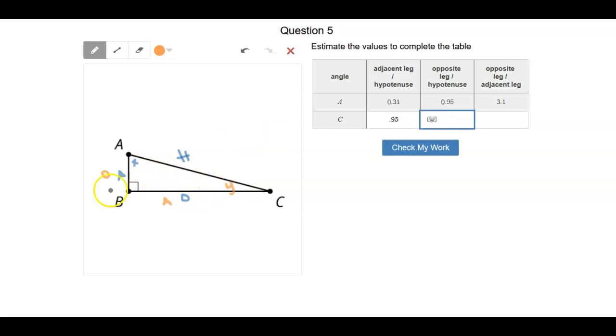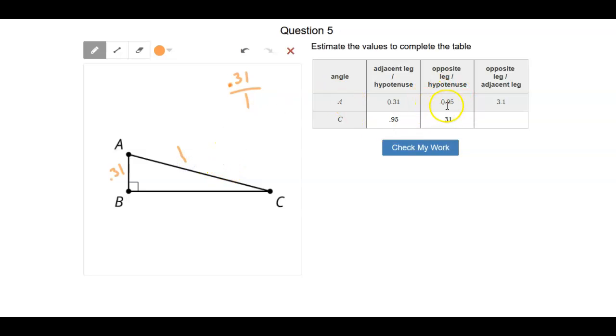And if we're looking for the opposite over the hypotenuse here for angle Y, that would be the same as the adjacent divided by the hypotenuse for A, which would be 0.31. So if you're stuck on how to figure out the opposite divided by the adjacent, here's how we can think about it. If you have the adjacent leg divided by the hypotenuse and you get 0.31, then that means that our fraction is really 0.31 over 1. So the adjacent leg for A is 0.31 and the hypotenuse is 1.